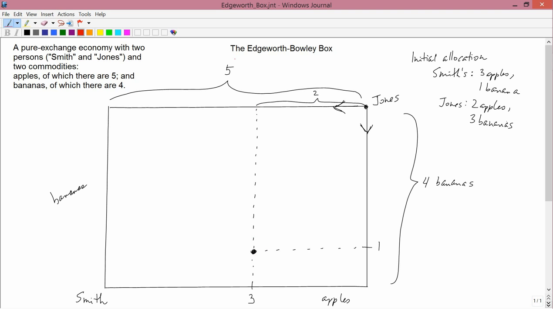So that's the reason why the Edgeworth box is so handy, that just placing one point describes not only an allocation for Smith, but also an allocation for Jones. An allocation, by the way, this word here, allocation, is just a list of Jones gets this many apples, Jones gets this many bananas, Smith gets this many apples, Smith gets this many bananas.